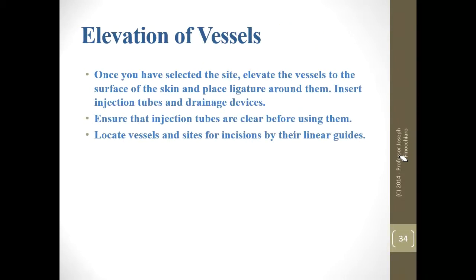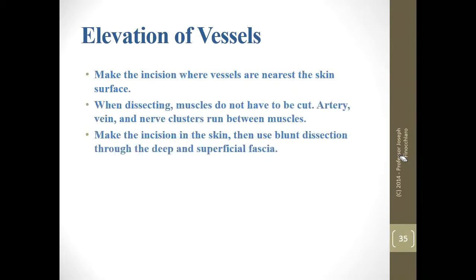Once you've selected your site, elevate the vessel to the surface of the skin, place ligature around them, and then insert injection tubes and drainage devices. Ensure the injection tubes are clear before using them. You don't want to have a backup and have to take things out and risk harming the vessel. Locate vessels and sites for incisions by using their linear guides. The anatomical guides, the anatomical limits are nice, but realistically, we're looking at the surface of the body.